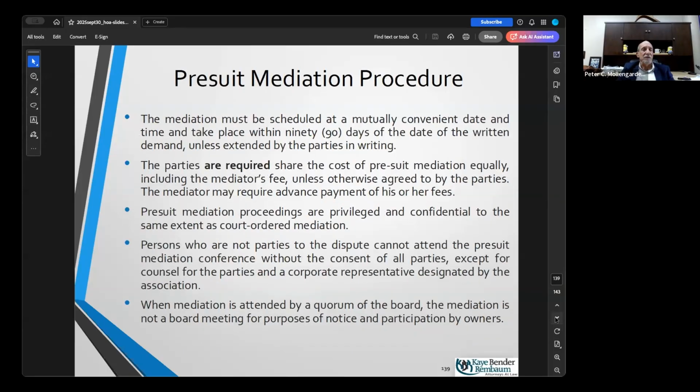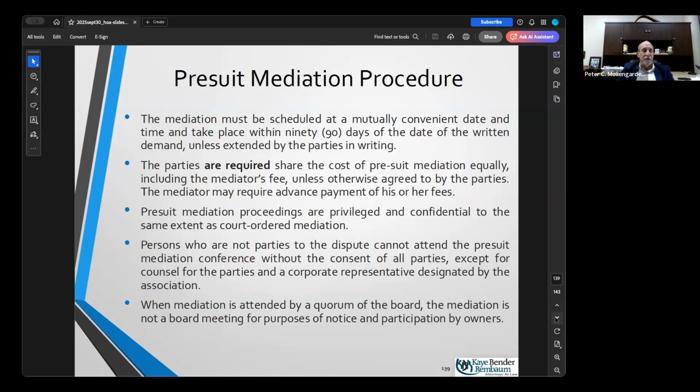The mediation must be scheduled at a mutually convenient date and time and must take place within 90 days of the date of the written demand for mediation, unless the parties agree to extend it. The parties are required to share the cost of the pre-suit mediation equally, including the mediator's fees, again, unless they otherwise agree. The mediator may require advance payment of those fees.